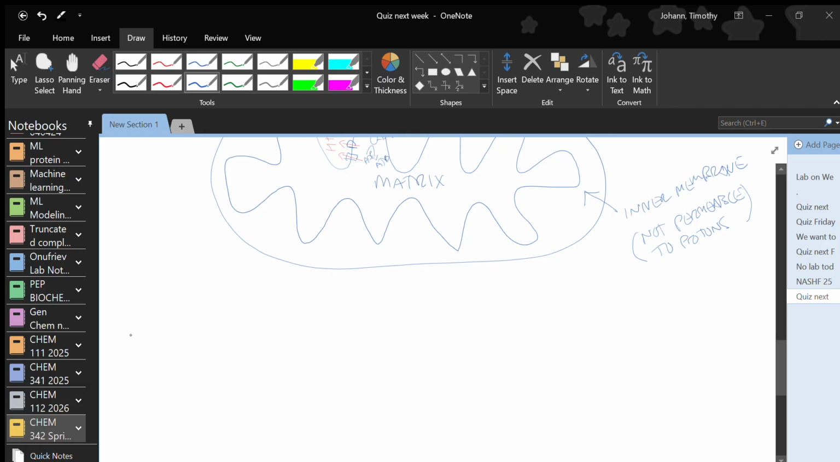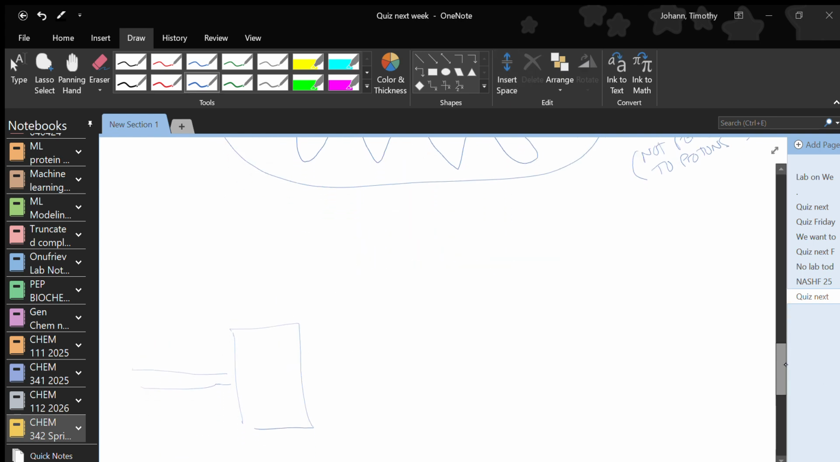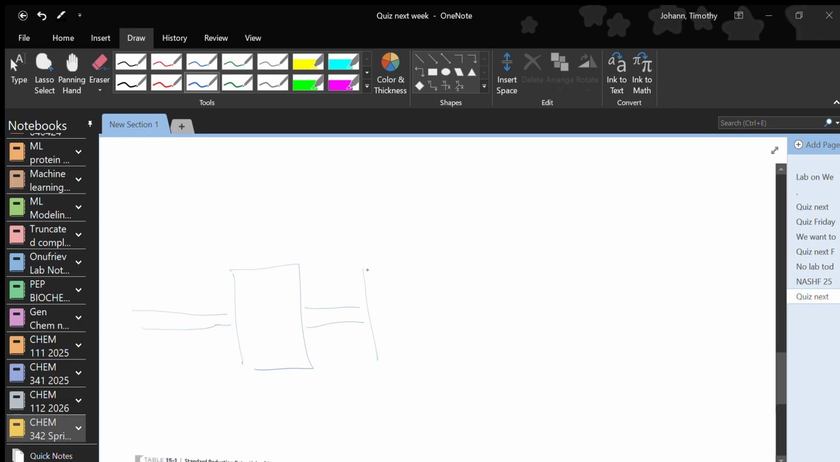So what we've got is this mitochondrial membrane here. Actually, let me give myself a little more room. We're going to have a membrane, and we're going to have three complexes in it. Complex 1, Complex 3, Complex 2. Sorry, Complex 1, Complex 3, Complex 4.